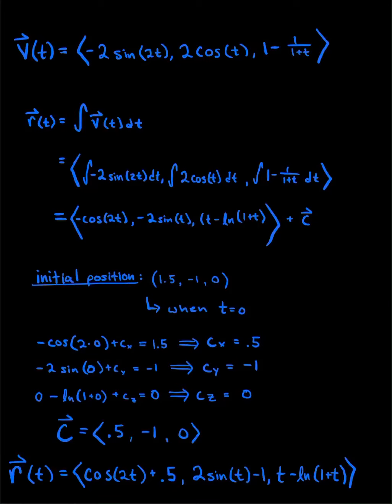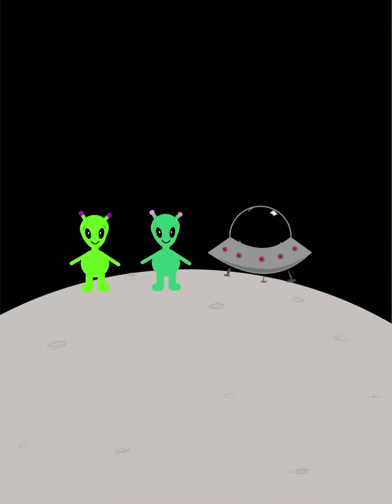So they did just that. They found that the position vector is r equals cosine of 2t plus 0.5, 2 sine of t minus 1, t minus natural log of 1 plus t. They programmed this vector into their navigation machine and found the moon and landed to get fuel and snacks, of course. Now they are ready to head on their way.